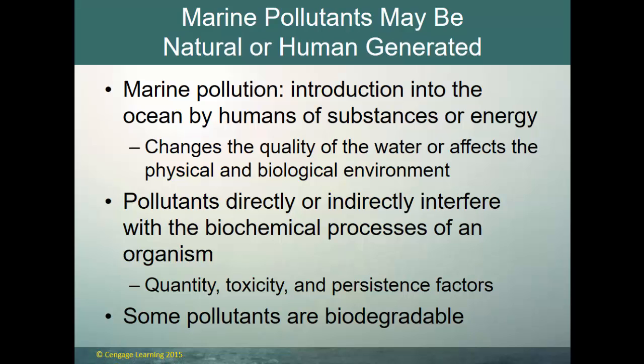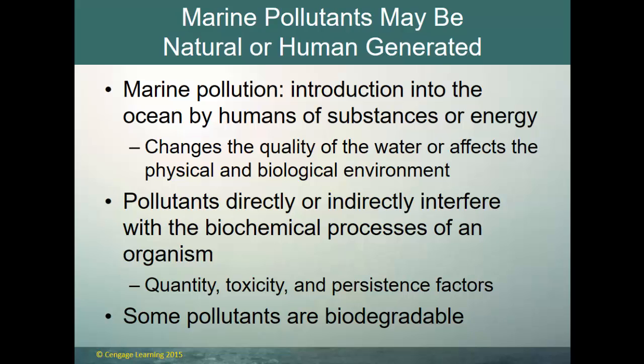So one of the human threats is not just what we extract out of the ocean, but what we put back into the ocean in terms of marine pollution, and there are obviously very many of those. Marine pollution is the introduction of pollutants into the ocean by humans, and that can either be substances or it can actually be heat. Like we have a nuclear plant, we have cooling towers, and we heat up a bunch of water, and then we dump that water, let's say, into the Indian River Lagoon. That hot water is going to have some impact on that area of the lagoon, and likely a negative impact. So it's not just substances, it can be energy, and it changes the quality of the water or affects the physical and biological environment.